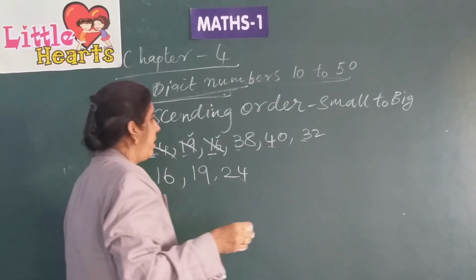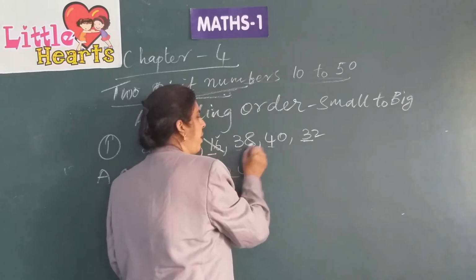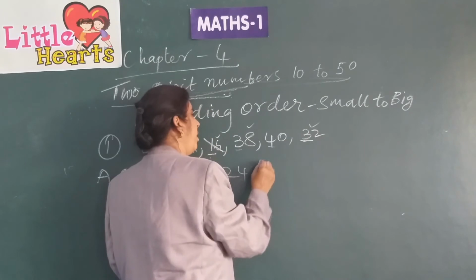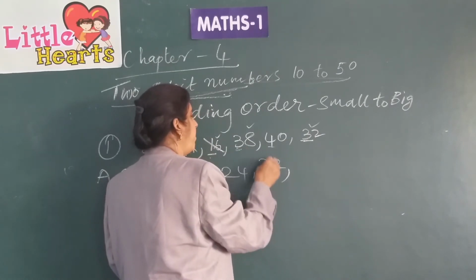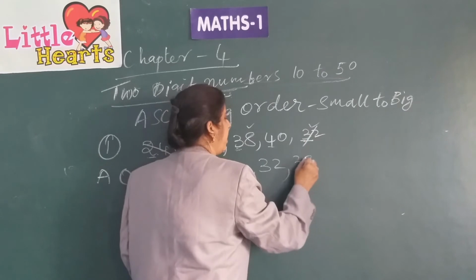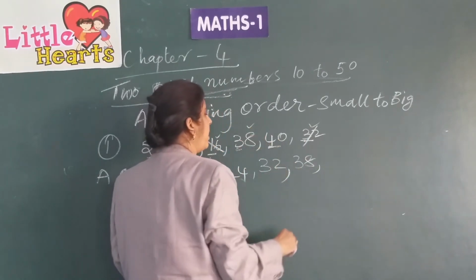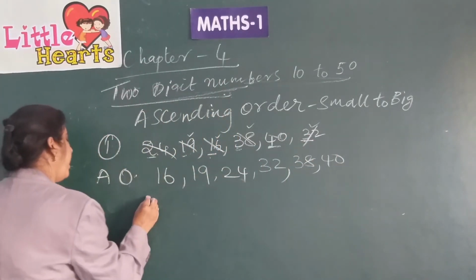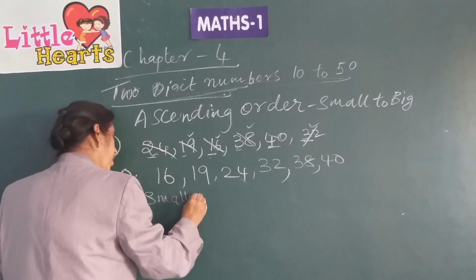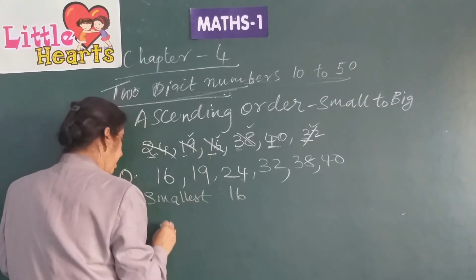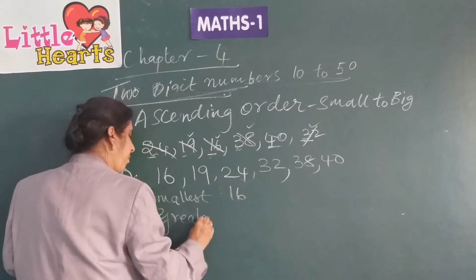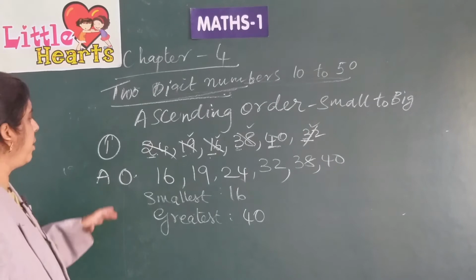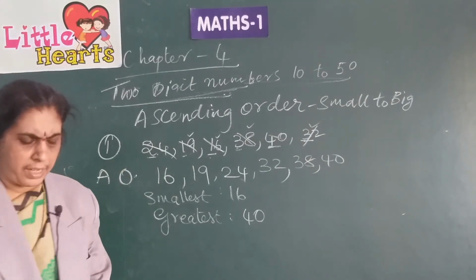And there are two numbers with 3 in the tens place, 3, 3. Now check the ones place, 8 and 2. So which is small? 2 is smaller. So 32 comes next. Next comes 38. And the biggest number in the set is 40. Smallest, 16. Greatest, 40. So you can arrange a set of given numbers in ascending order like this.